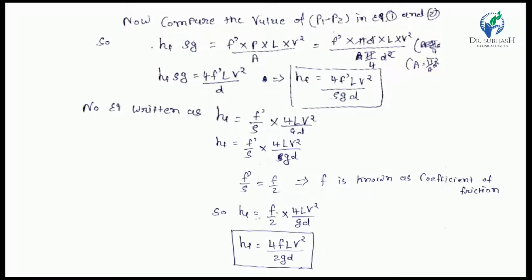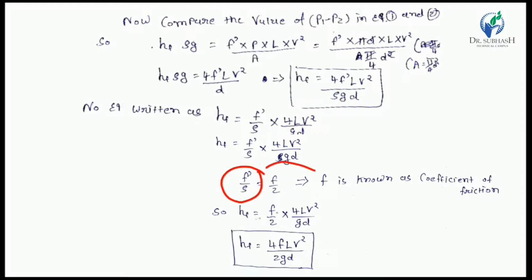So 4 F' L V square upon d. Now rho g is moved to the right side. So hf is equal to 4 F' L V square upon rho g d. So now the equation is written in this form: F' upon rho is taken aside, and the other elements are taken combined: 4 L V square upon g d.